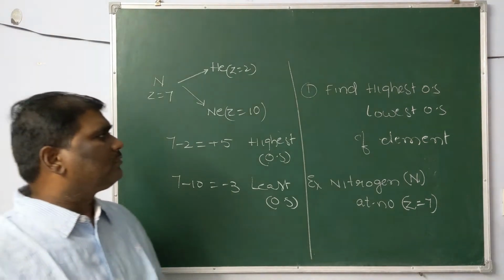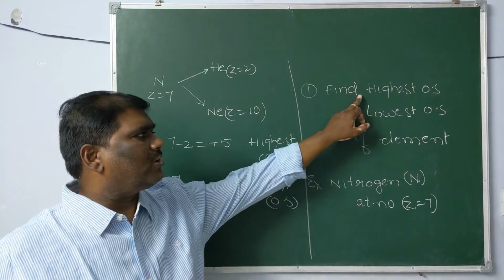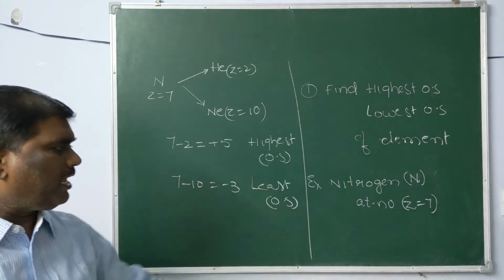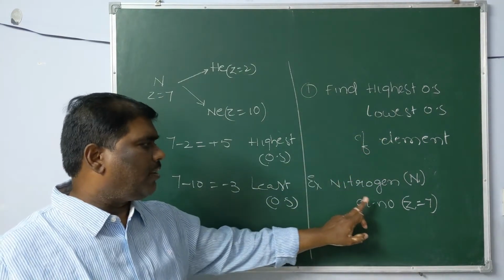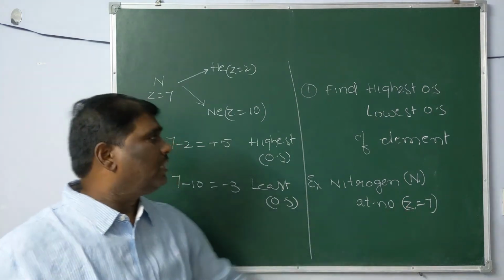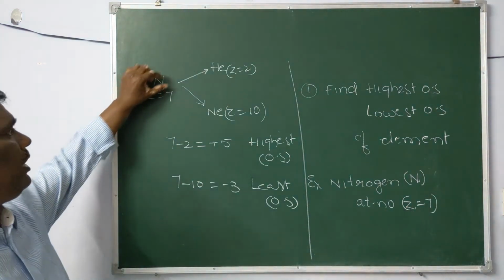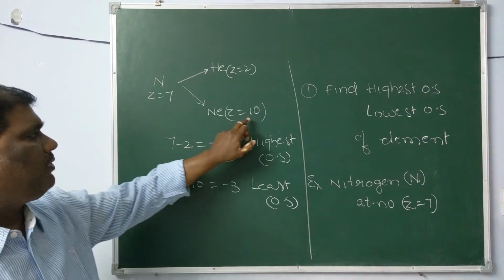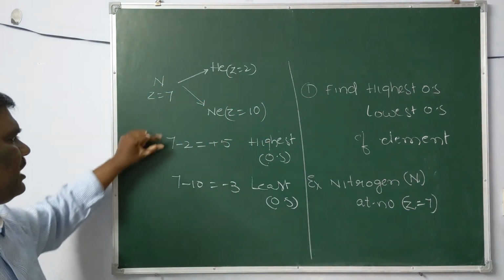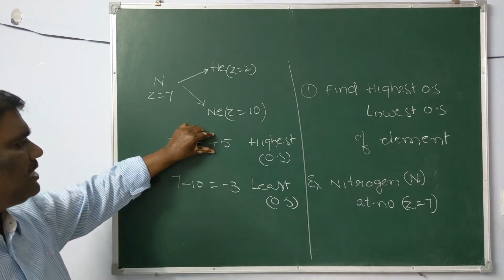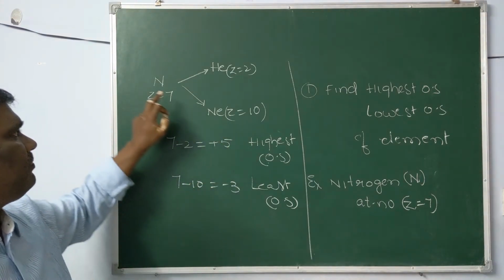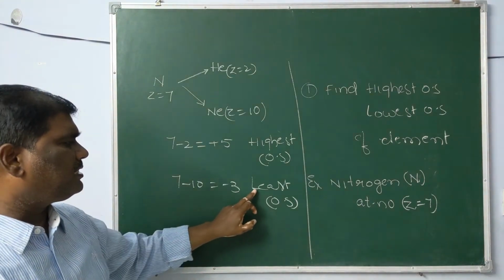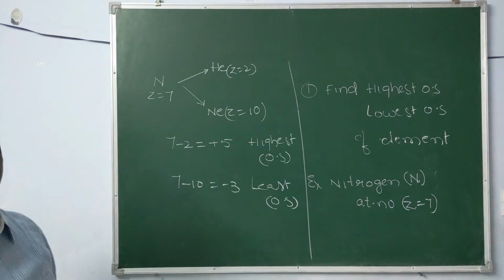So again, we have to find out the highest oxidation state and lowest oxidation state for an element. I am taking the element nitrogen. Nitrogen atomic number is 7. 7 lies between two inert gases, helium with atomic number 2 and neon with atomic number 10. 7 minus 2 is equal to plus 5. This is the highest oxidation state for nitrogen. 7 minus 10 is minus 3. This is the least oxidation state for nitrogen.